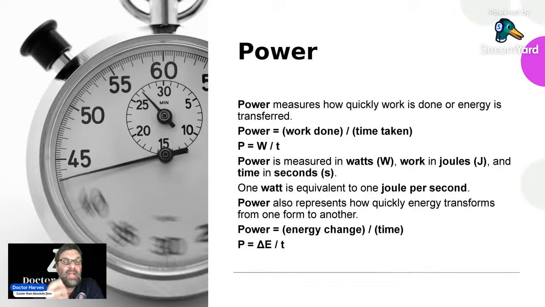Okay, so power is measured in watts, work is measured in joules, just like energy is measured in joules, and time, of course, is in seconds. So remember, with these questions, if you're given time in minutes, you need to convert it back to seconds in order for the equation to work. Basically, 1 watt is equivalent to 1 joule per second. And power, as I mentioned, can also be change in energy divided by change in time.